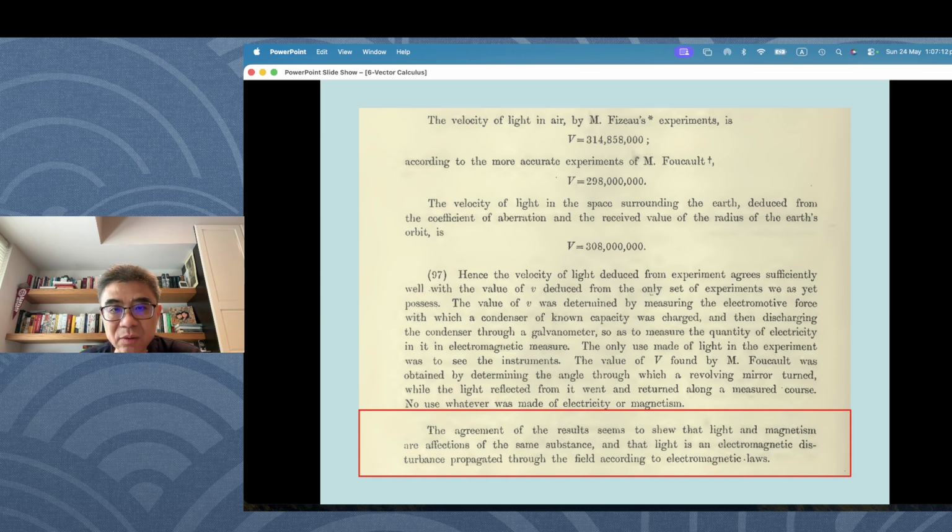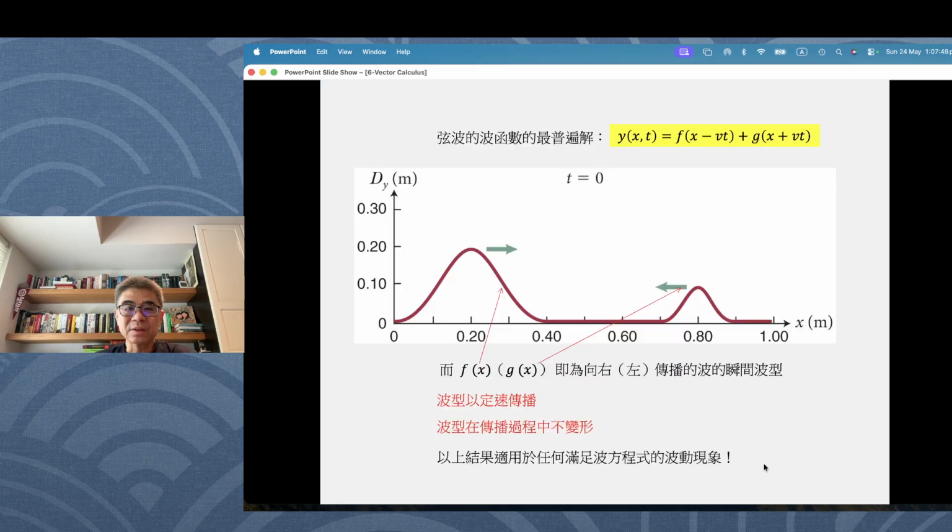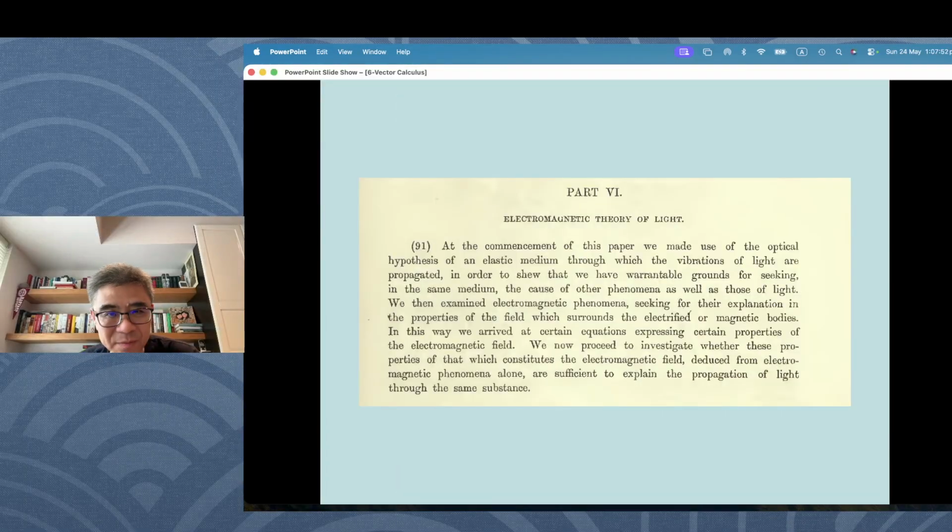Here he lists the speed of light he calculated, the speed of electromagnetic wave he derived, and the speed of light observed in experiment, and you see they are identical to each other. And Maxwell says, the agreement of the results seems to show that light and magnetism are affections of the same substance, and that light is an electromagnetic disturbance propagated through the field according to electromagnetic laws. So this is beautiful and this is very important.